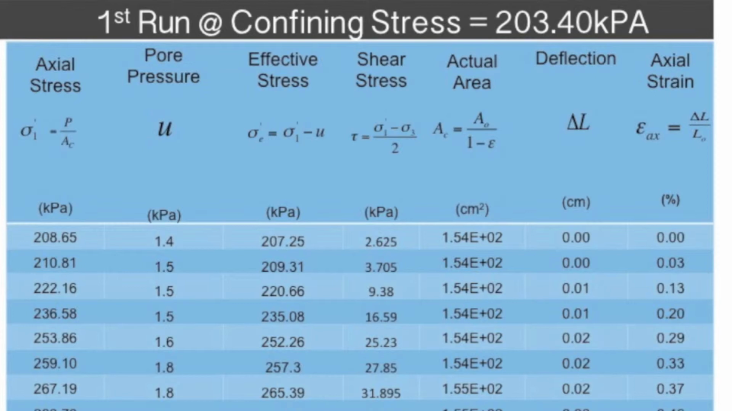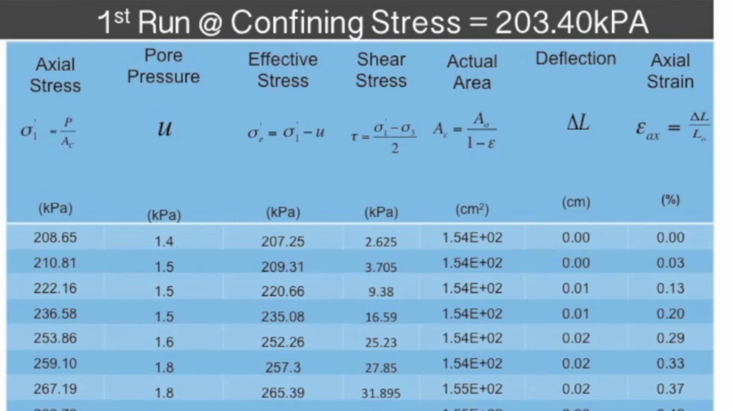The first column is the axial stress of the specimen: load, P, divided by the corrected or actual area. The load is directly read off from the transducer, and the corrected area is the original area of the specimen divided by 1 minus the axial strain, where the axial strain is the displacement divided by the original specimen length. Note that the displacement is read off from the LVDT.